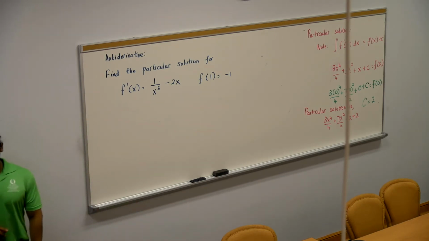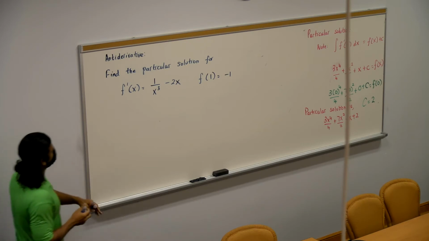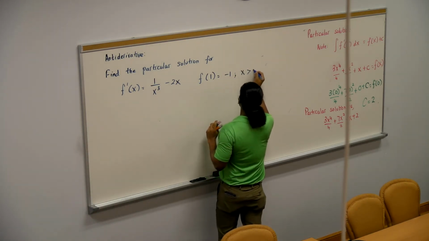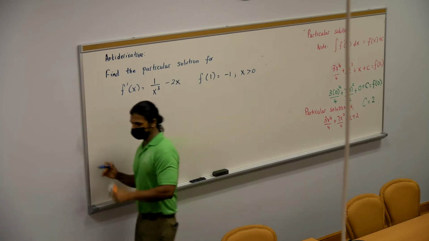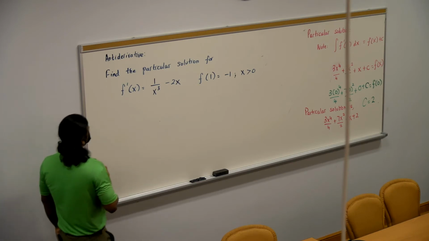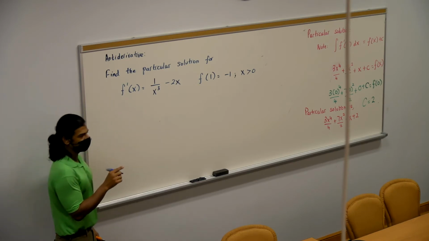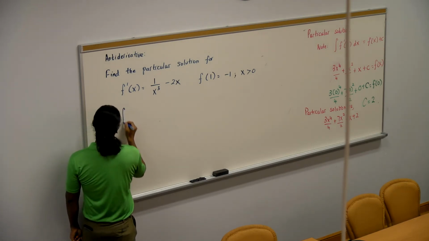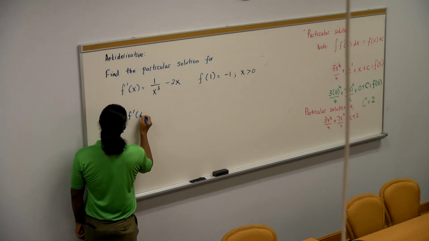What is the condition here? F of 1 is negative 1. And we do have to put a restriction here. X has to be bigger than 0. If x is 0, then that derivative will not exist. So the very first step is to find the integral. So integral f prime of x dx.